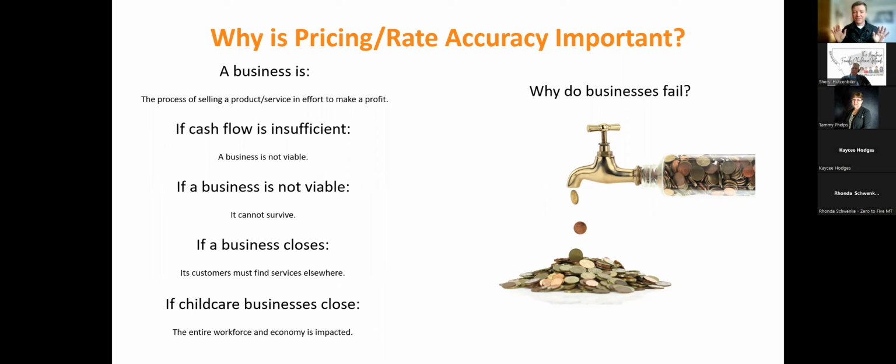There are a million ways to fail in business, a million. I've got 2 failed businesses. I can tell you what they were. It wasn't cash flow, but cash flow is one of the top reasons why businesses are not viable.